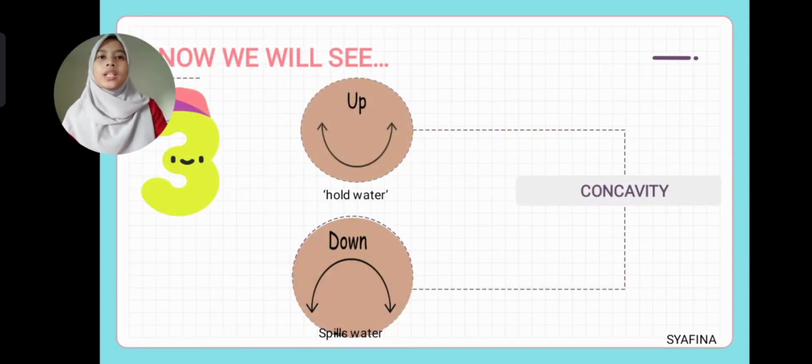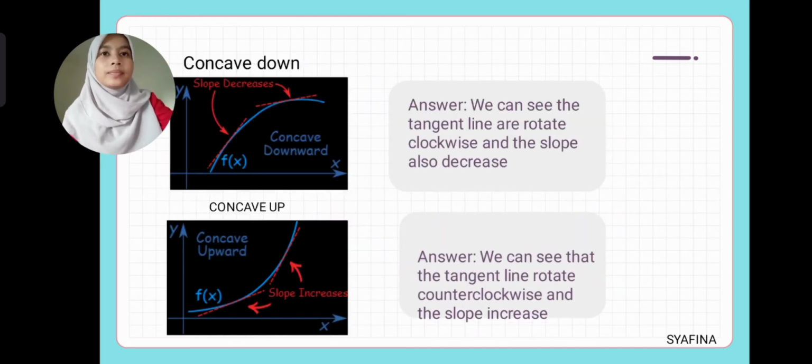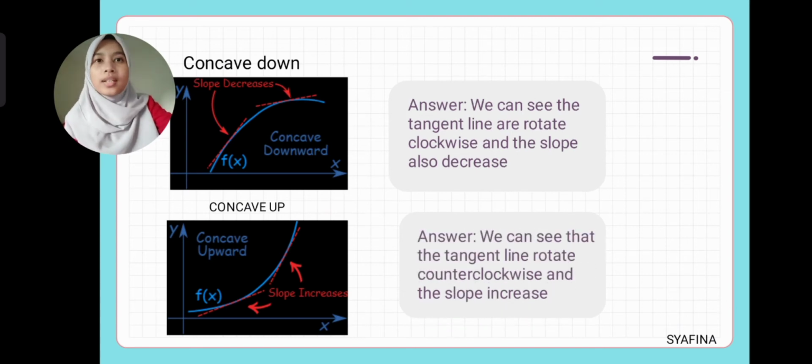Okay, concavity has two types, which are concave up and concave down. As you can see, when we put water in the concave up shape, it will hold water, and concave down will spill water.